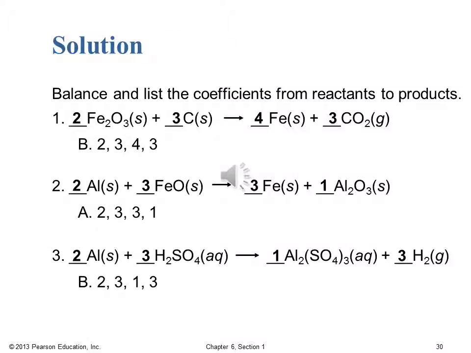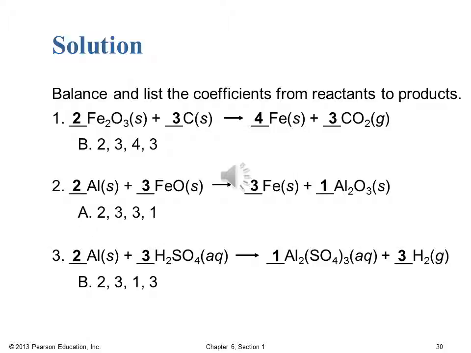Okay, there we are. For number 1, B gave us the correct sequence, 2, 3, 4, 3. So 2 is the coefficient in front of the Fe2O3 solid, plus 3 is the coefficient in front of the carbon solid, yields 4 is the correct coefficient in front of the iron solid, plus 3 is the correct coefficient in front of the carbon dioxide gas. So again, hopefully if you can do the process using those steps we talked about, you would just be investigating each of the answer choices. If you can't come up with it on your own, at least with the answer choices present, you could go ahead and try them and see. Of course, that'll take quite a while and you have limited time on the test, but if all else fails, that's something to try.